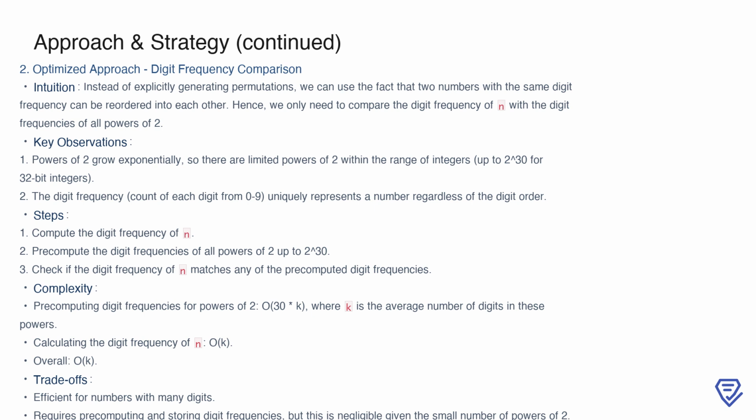Second, the digit frequency of a number, which counts how often each digit from 0 to 9 appears, provides a unique fingerprint for the number that is independent of the digit order. Using these insights, the steps become straightforward. We start by calculating the digit frequency of the given number, n. Then, we pre-compute and store the digit frequencies for all powers of 2 up to 2 to the power of 30. Finally, we check if the digit frequency of n matches any of these pre-computed values. The complexity of this approach is significantly reduced.